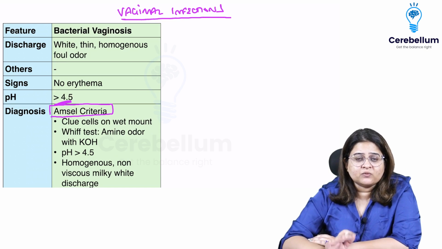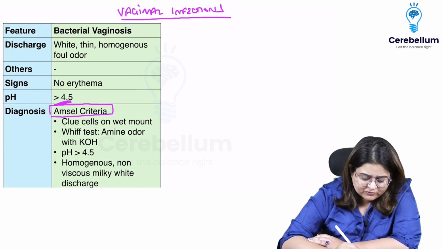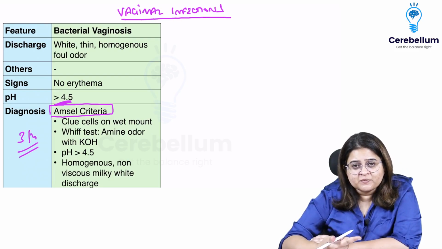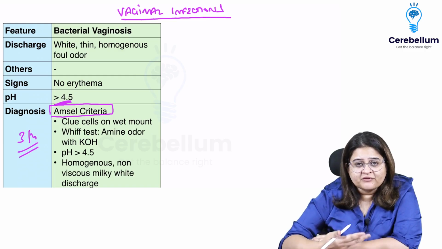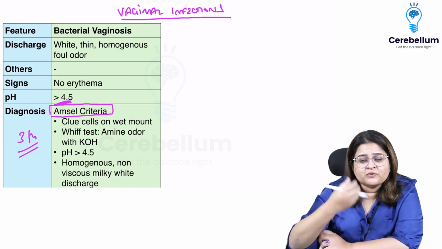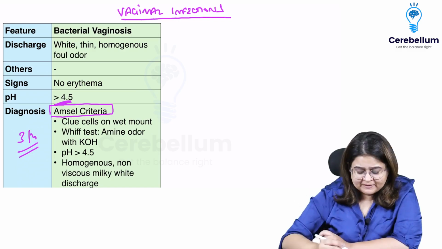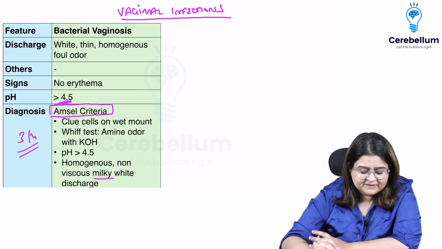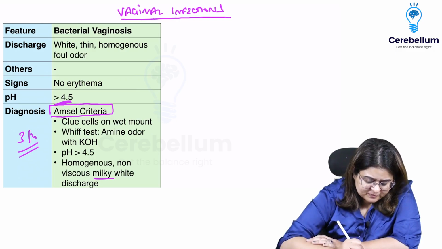To diagnose BV, which is basically an alteration in the normal bacterial flora of the vagina, we diagnose this by Amsel's criteria. What is Amsel's criteria? You have to have 3 out of 4 of clue cells, of the pH being high, of the presence of whiff test. If you add potassium hydroxide, you get a fishy odor, and the typical milky white discharge. 3 out of 4 is Amsel's criteria. And the treatment, what is the treatment? The treatment is giving metronidazole.